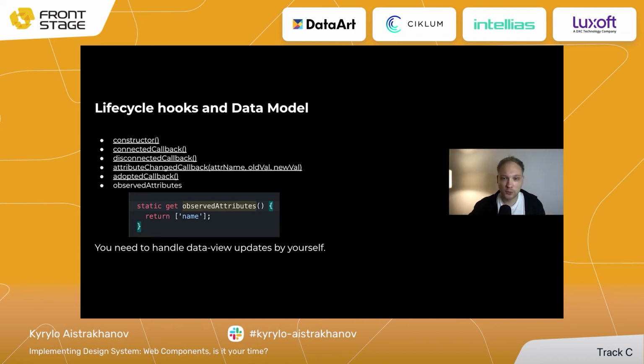Also, we need to clarify how to work with data in custom elements. For this, we can use attributes and properties. Attributes are just passed like standard HTML attributes, and they can consist only of strings. To handle their changes and values, we need to observe them with the observedAttributes method, and also define how we react to it in attributeChangedCallback. So it means that you need to handle data-view updates by yourself.